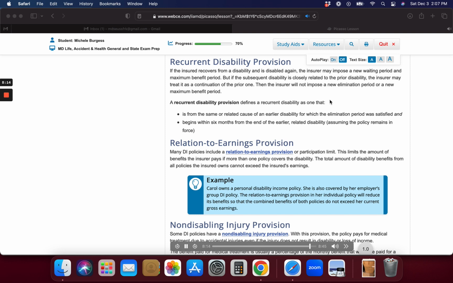A recurrent disability is not subject to a new elimination period or a new maximum benefit period. The relation to earnings provision, or participation limit, determines the amount of benefits the insurer pays if more than one policy covers the disability. It prevents the total disability benefits from all policies the insured owns from exceeding the insured's pre-disability earnings.